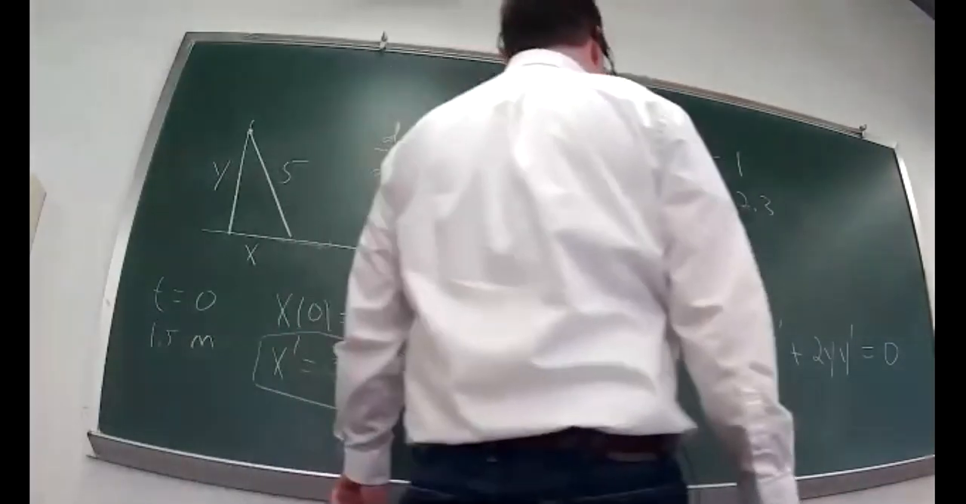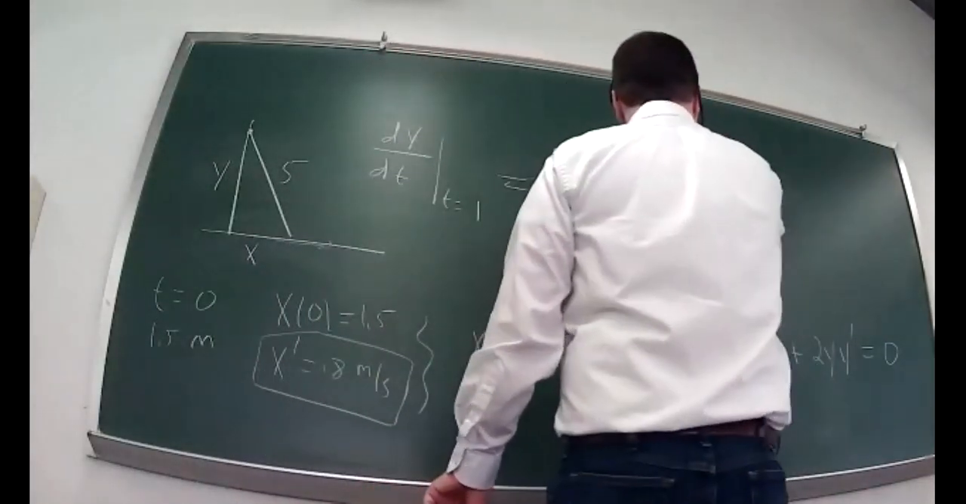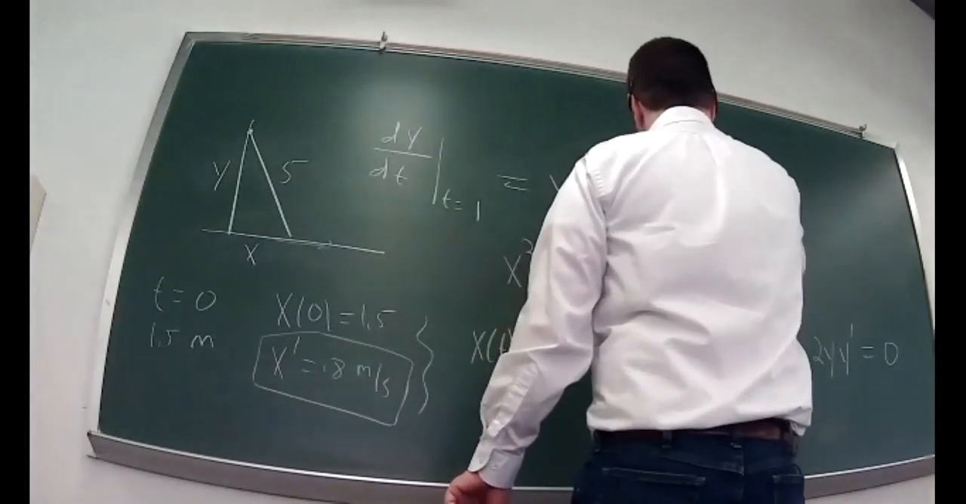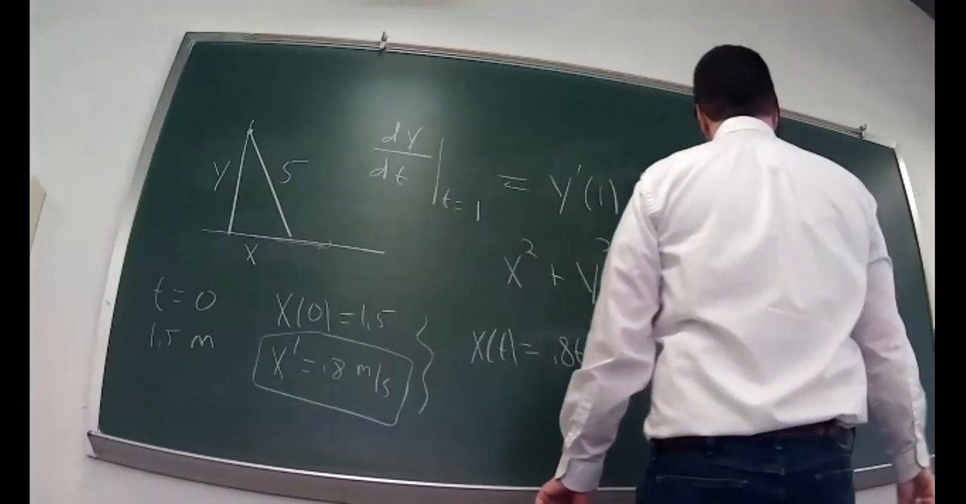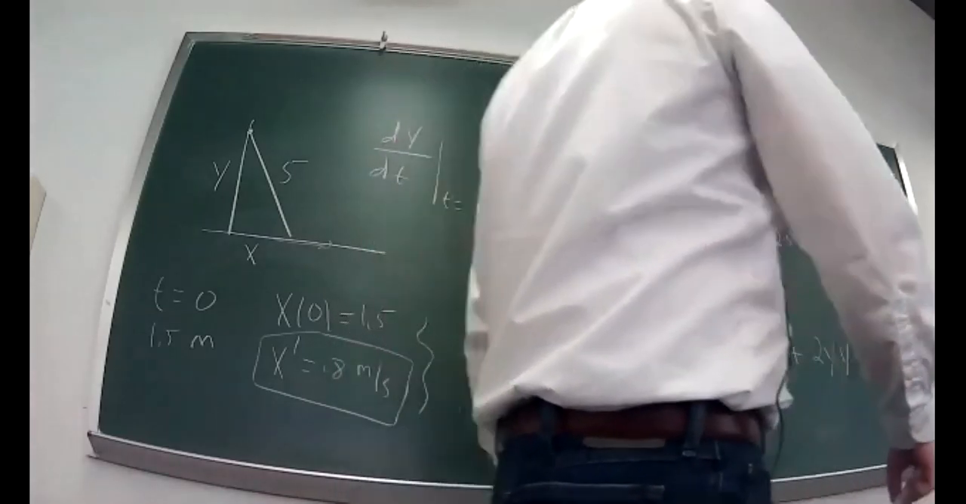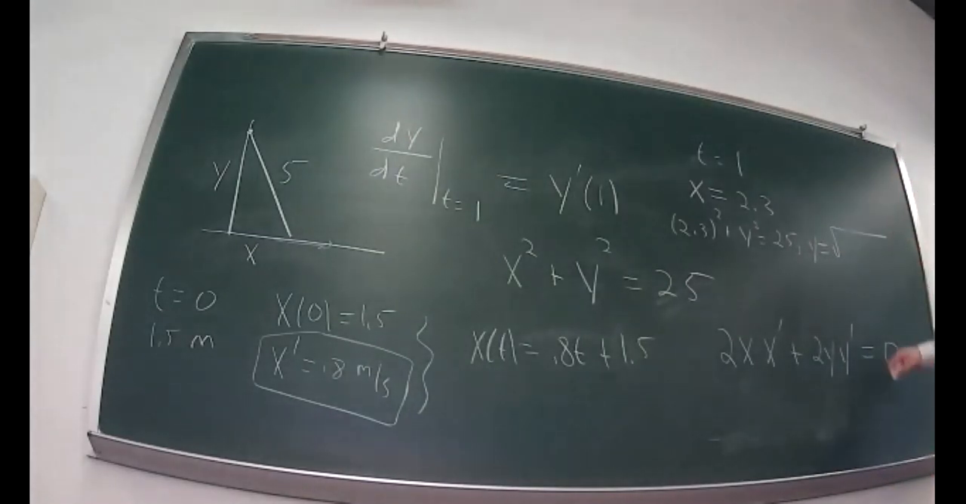And then y would be, well, you could use this equation to figure out y, because 2.3 squared plus y squared equals 25. So y is equal to the square root of 25 minus 2.3 squared. I don't know what that number is. You'd use your calculator for that. You can both check it out.